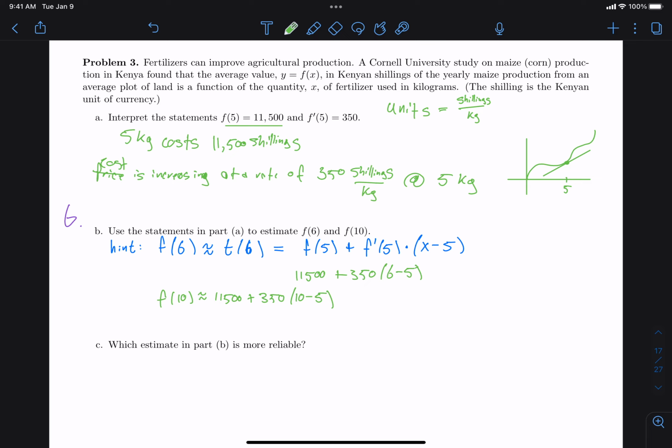All right, does anyone want to take a stab at part C? What do we think is more reliable? Which estimate do we think is more reliable? Someone tell me which one you think is more reliable and why. Noah: The f of 6 because it's closer to our starting point. Good. So Noah said it exactly right. It might not be true, but which one do we expect to be more reliable? Probably the nearby approximation, right?